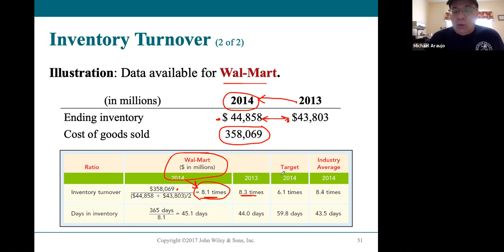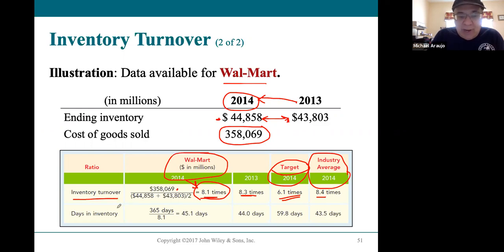You compare that with Target for the exact same year, 2014, and their inventory turnover rate was 6.1 times per year. So Target basically started with a full store. It got emptied and restocked 6 times a year. That's basically how you would look at inventory turnover. The industry average is 8.4 times, so the industry has a very high turnover ratio. So that's the inventory turnover ratio.